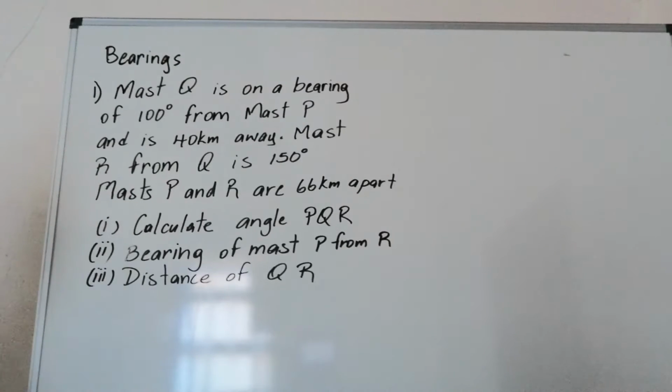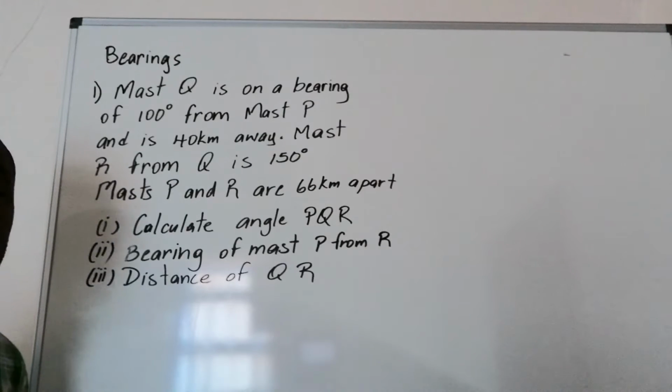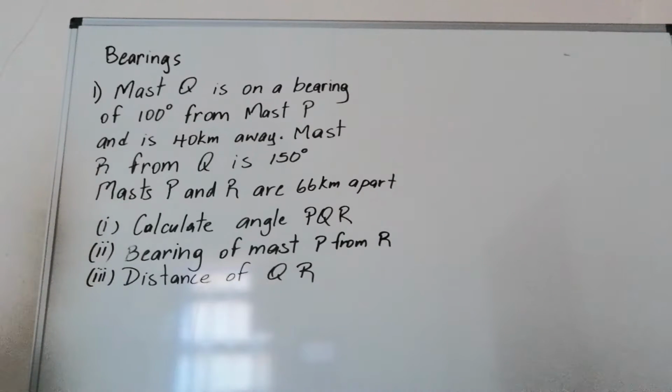Now, this question says a mass Q is on a bearing of 100 degrees from the mass P. It is 40 km away. The mass R from Q is 150 degrees. Mass P and R are 66 km apart. And we need to calculate the angle PQR, the bearing of mass P from R, and the distance of QR.